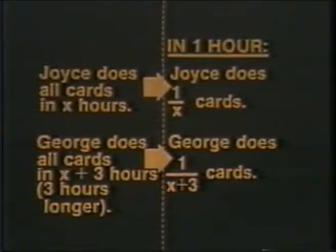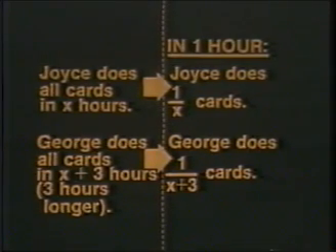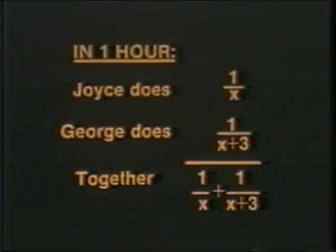What I really want to find out is how much the two of them do together in 1 hour. That's a method that I know works in these problems. So first, I find out what Joyce does in 1 hour. That's 1 over x. And then what George does. He's slower. 1 over x plus 3. So what do they do together in 1 hour? What she does plus what he does. That's all there is. And that's 1 over x plus 1 over x plus 3.